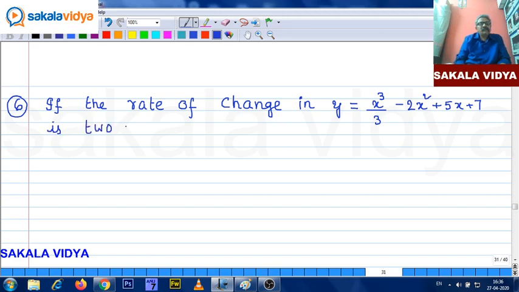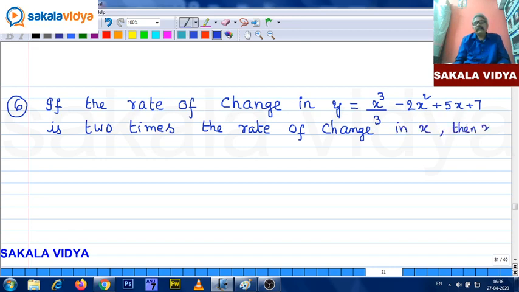2 times the rate of change in x, then x equals to... First option is 2 comma 3, second option is 1 comma 3, third option is 1 comma 2, fourth option is 2 comma 5.